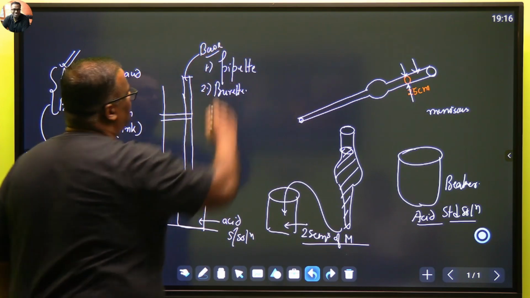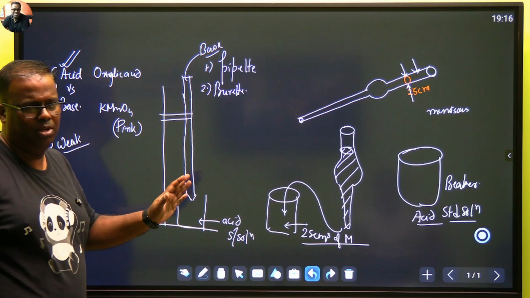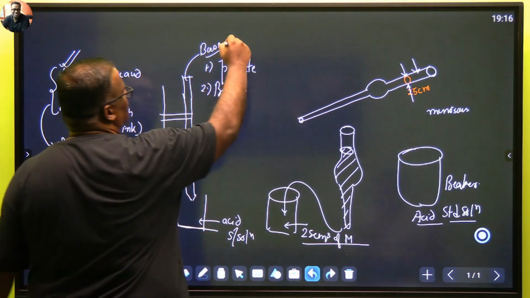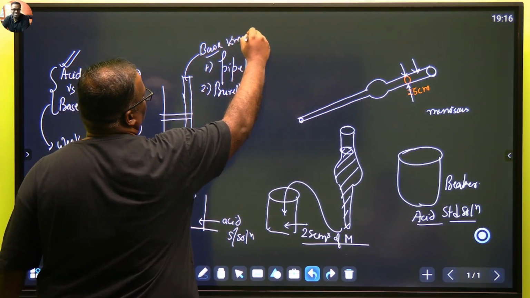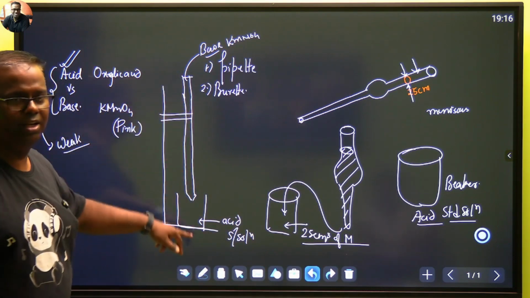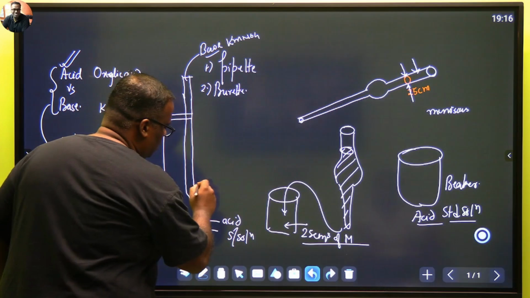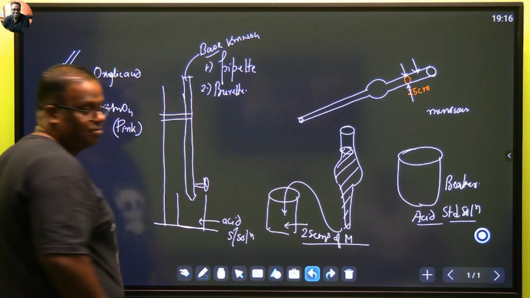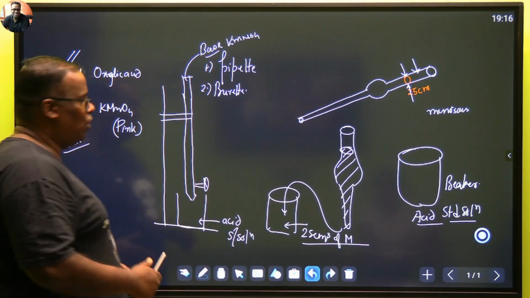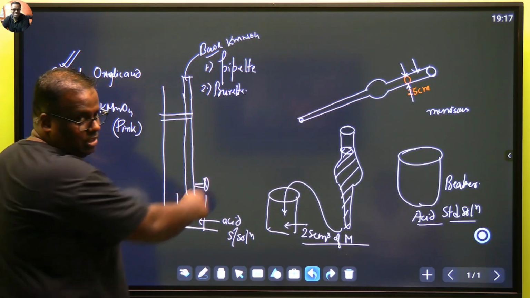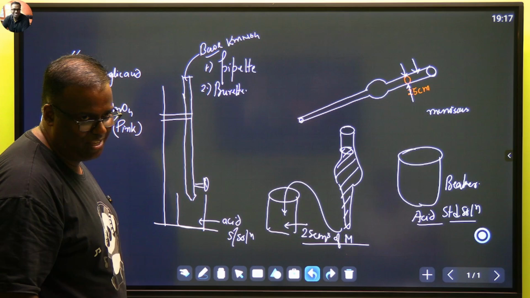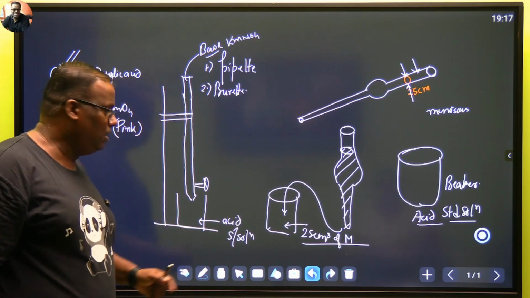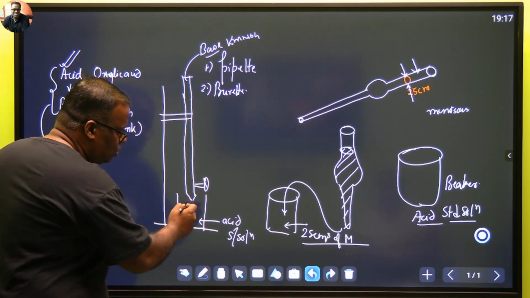In your book, they might write acid here and base here. It doesn't mean a different type. So what is my base out here? KMnO4, potassium permanganate, pink in color. And the burette has got a valve out here. Your job is to now stand and keep opening this valve. As you keep opening the valve, what is going to drop from here?